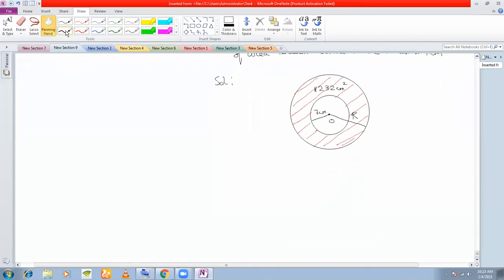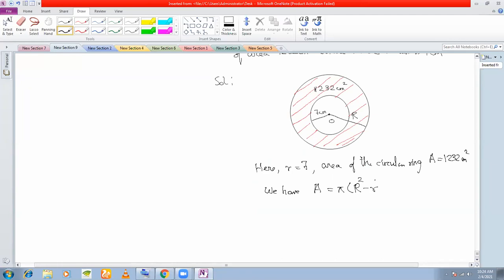Okay, so we start by saying here small r is equal to 7. Area of the circular ring A is equal to 1232 centimeter square. So we have, write the formula, A is equal to pi capital R square minus small r square. Now you put the values. A is given to you, so you put it as 1232.